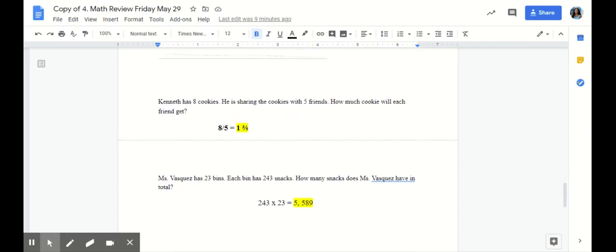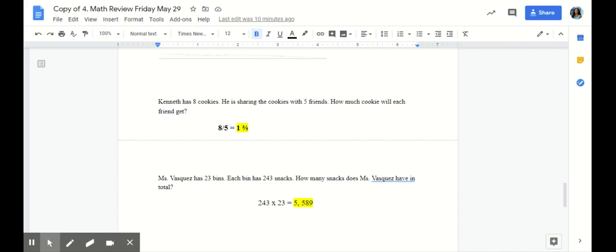Kenneth has 8 cookies. He is sharing the cookies with 5 friends. How much cookie will each friend get? We know that 8 divided by 5 is the same as 8/5. So if we have 8/5 as a fraction, that is an improper fraction, and we can turn that into a mixed number, which will give us 1 and 3/5. So each friend will get 1 and 3/5 of a cookie.